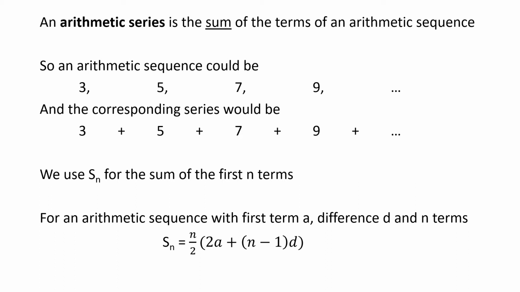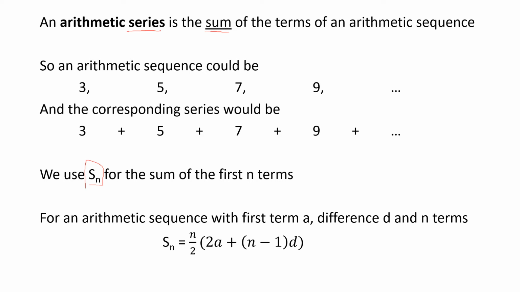series. Series is just a sum of terms of a sequence. So if our arithmetic sequence went 3, 5, 7 and 9, i.e. always plusing 2, the series would be 3 plus 5 plus 7 plus 9 and so on. We use Sn for the sum of the first n terms.